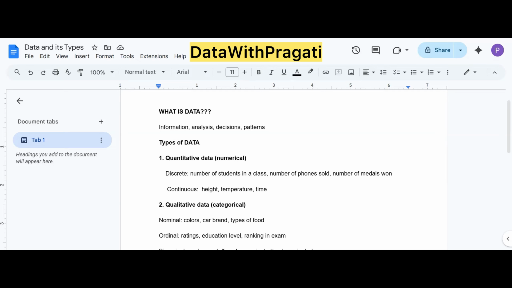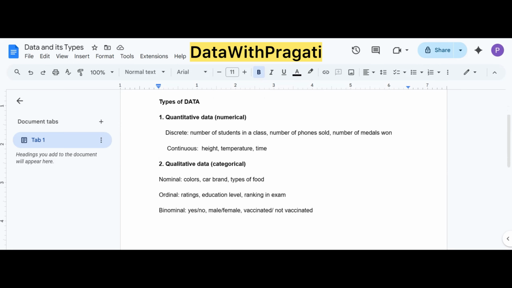Continuous data is the data that can take up any value within a range. For example, height, temperature, and time. Like your height can be 165.2 centimeters or 165.25 centimeters. There's no fixed limit to it.